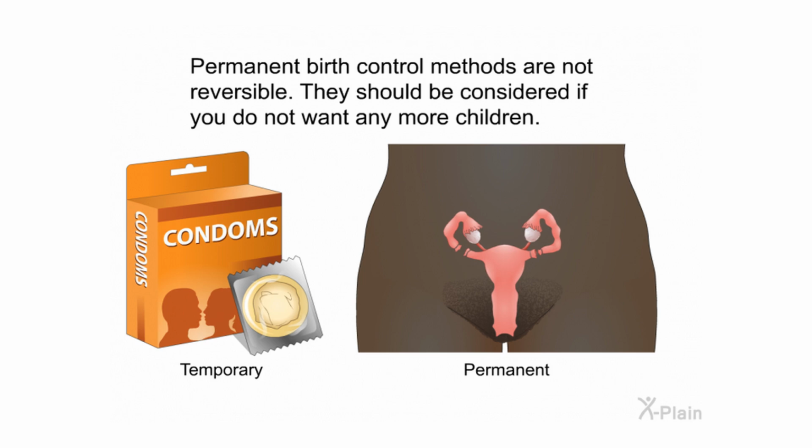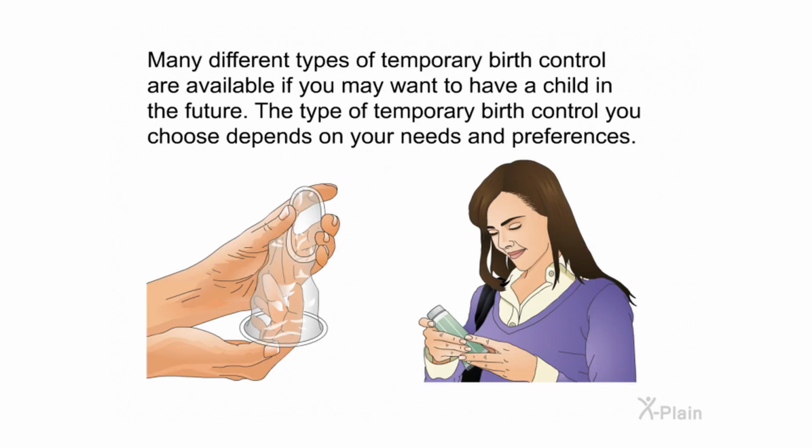Permanent birth control methods are not reversible. They should be considered if you do not want any more children. Many different types of temporary birth control are available if you may want to have a child in the future. The type of temporary birth control you choose depends on your needs and preferences.